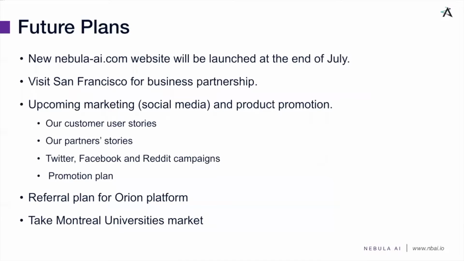So now our future plans. The new Nebula AI website will be launched at the end of July. One target is that we will visit San Francisco for business partnership and product introduction. Also Toronto. The upcoming market, social media and product promotion will be one major focus next month. We will write articles about our customer user stories and partner stories, and the Twitter, Facebook, and retail campaigns will be started.